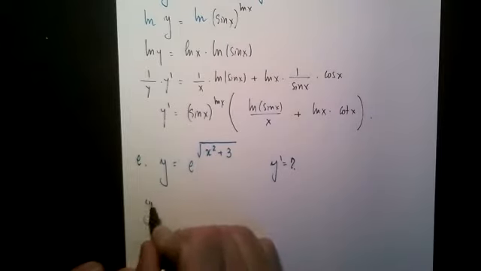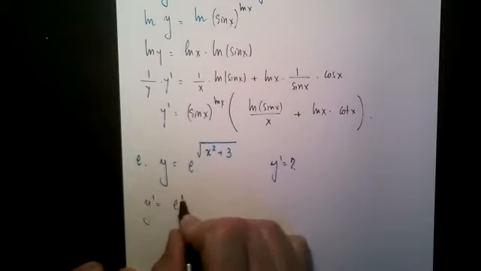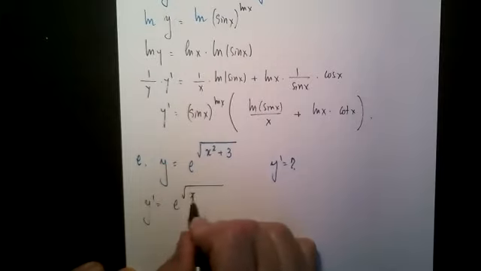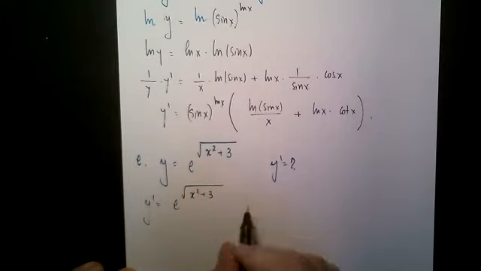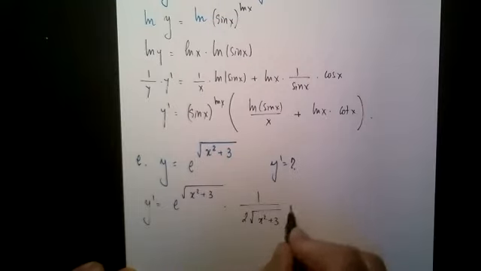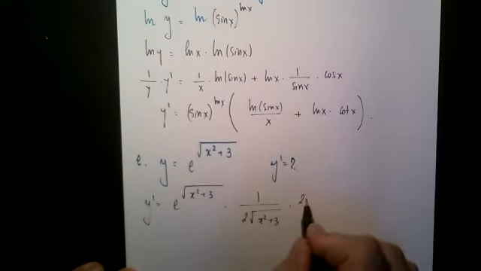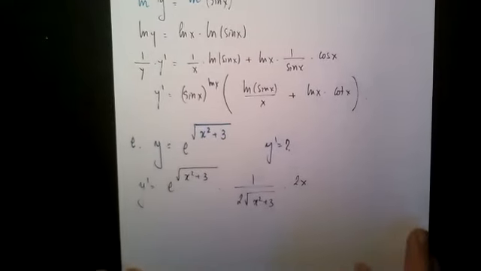So this is a regular chain rule. Y prime is e stays to the power of the square root of x squared plus 3 times the derivative of the exponent, which is 1 over 2 times the root of x squared plus 3 times the derivative of the inside, which is 2x. And that's my answer.